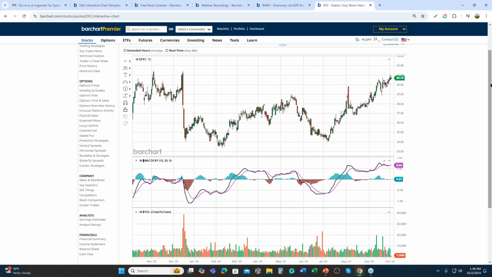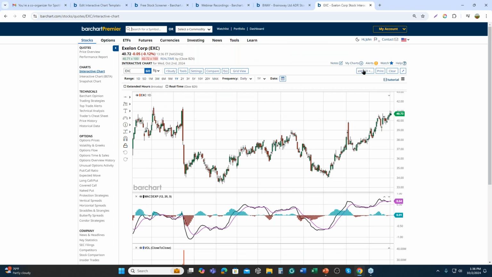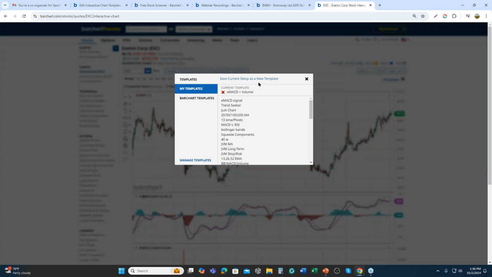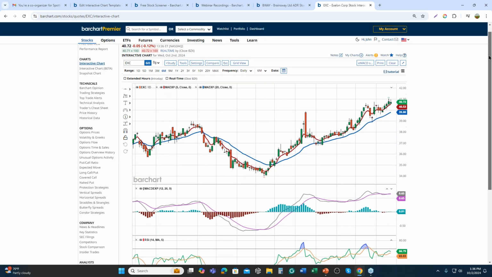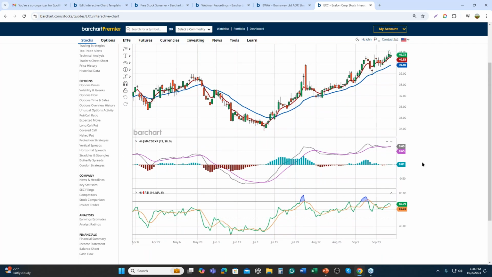So this is our default MACD template, but let's change it to the signal template. And again, notice what we're seeing here is that we're not getting into the overbought condition.